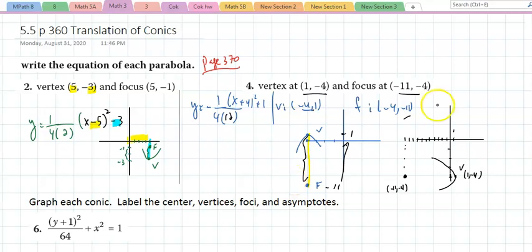Guess what? All I have to do for my actual problem is switch x with y. x would equal negative y minus 4 squared over 48 plus 1. And that'll do the trick.